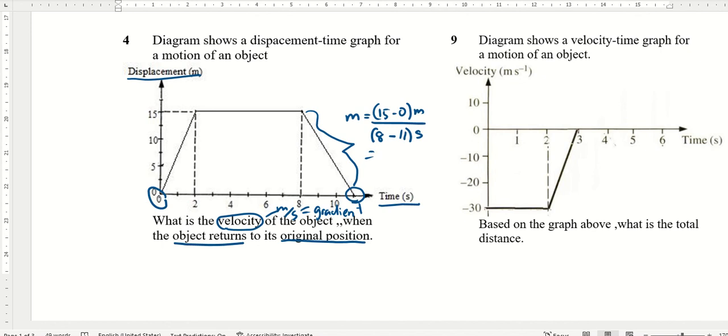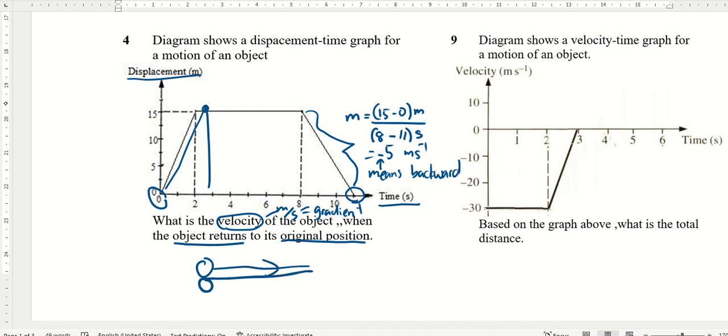So note that the denominator 8 minus 11 will give us a negative value. If we look at the graph, the object is moving forward and then stays and then moves backward. That's why our velocity is negative. So we get minus 5 meter per second. Okay, this minus means backward, so it is moving backward. It's coming back to its original position. So for example, the ball moves to the right, and then it bounces back to the exact position.